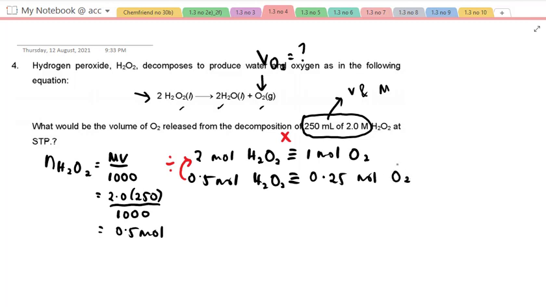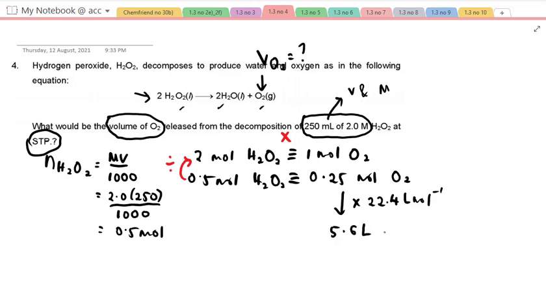Next, the question is asking you the volume of O2 at STP. They want the volume of O2 at STP. So at STP, what to do? You have to multiply by the volume at STP, which is 22.4 liter per 1 mole. Okay, so per 1 mole there is 22.4 liter. Therefore the answer is of course in liter, 5.6 liter. So this is the volume of O2 released.